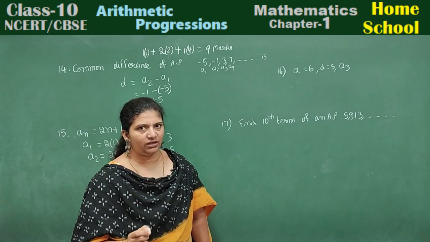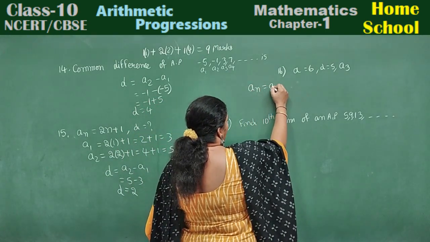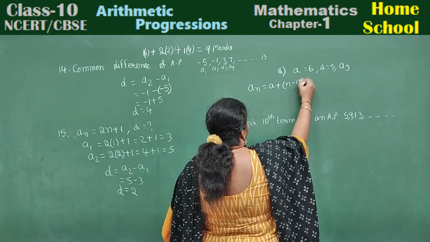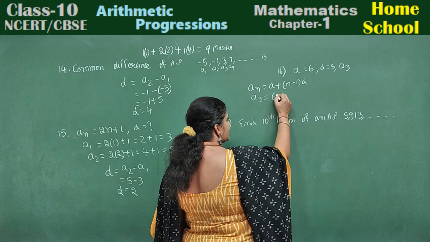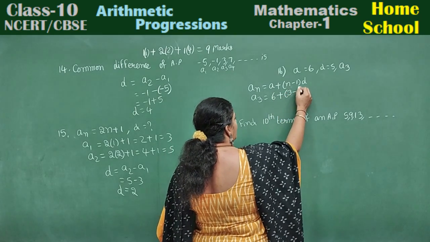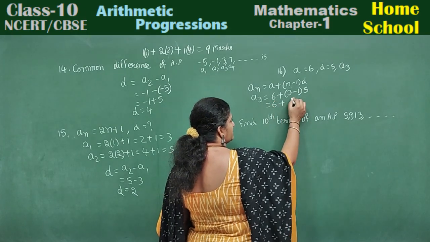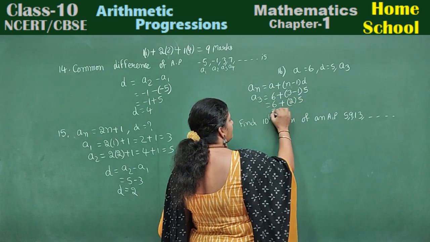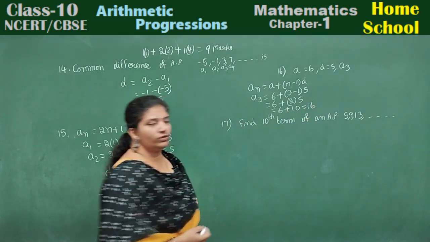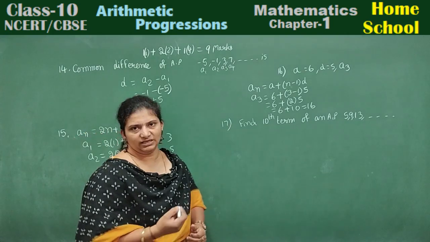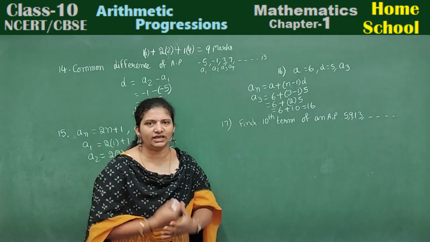A plus 2D. Or you can take the general term formula: An is equal to A plus (n minus 1) into D. N value is 3, A value is 6, n minus 1 is 3 minus 1, into D value, which is 5. 6 plus 3 minus 1 will be 2, 2 into 5 will be 10, 6 plus 10 will be 16. Therefore, the third term value is 16. Like this, if you know A and D, any term we can calculate.